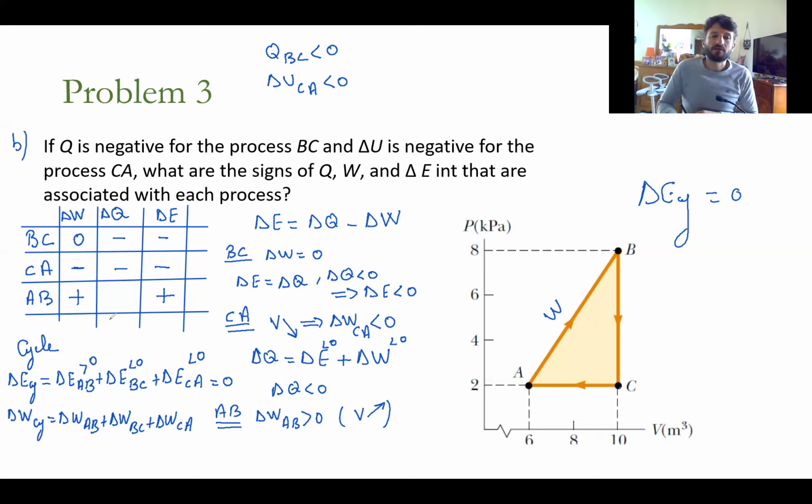You can apply, in the case of AB, delta Q AB equals delta E AB plus d omega AB. We have delta omega is positive, delta E is positive, so we get delta Q must be positive.